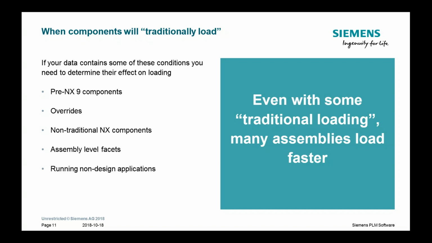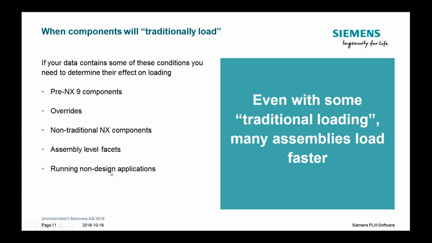If you have a high percentage of parts that get traditionally loaded, you can get into a case where your assemblies load minimally and load slower than partial lightweight. But for many of your assemblies, even if they have traditionally loaded components, they'll still load faster minimally. But some things that cause components to be traditionally loaded, like I said, if they're pre-NX9 components, any subassemblies that contain overrides, be it position, suppression, or geometry overrides, what we call non-traditional components, which in this case is JT components or reference-only components, and then subassemblies with assembly level facets will also load traditionally.